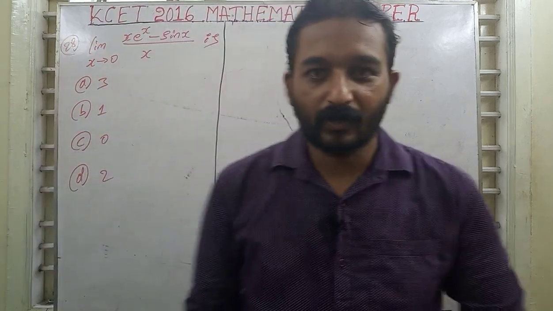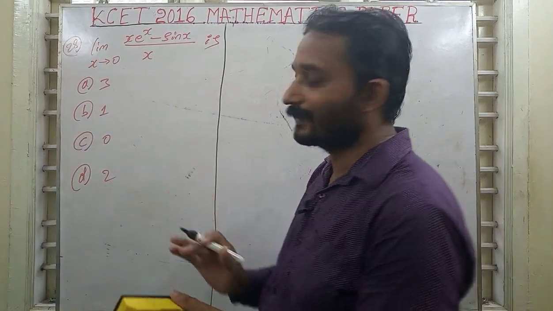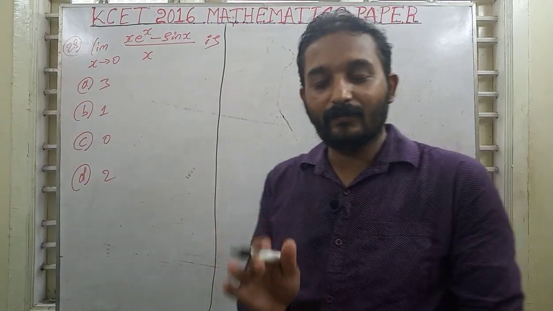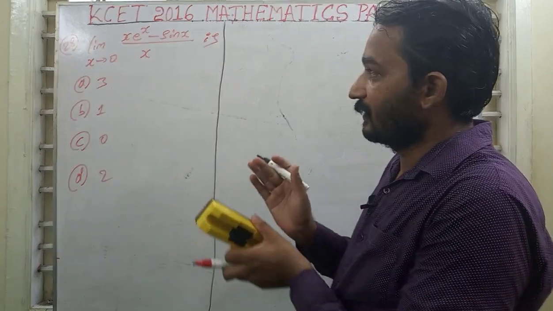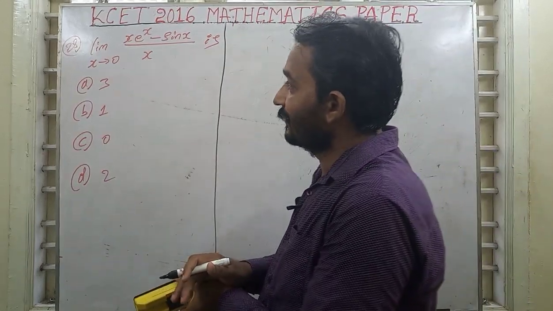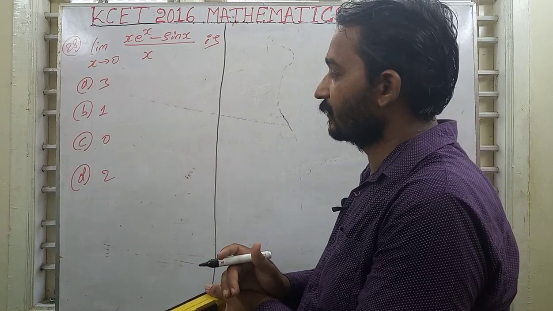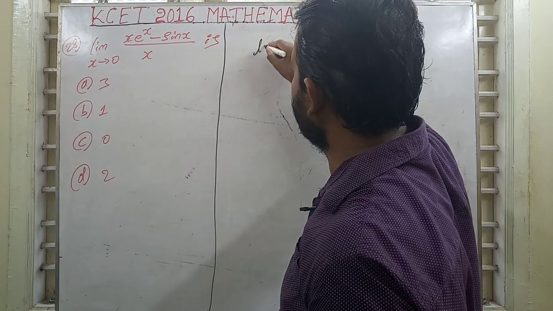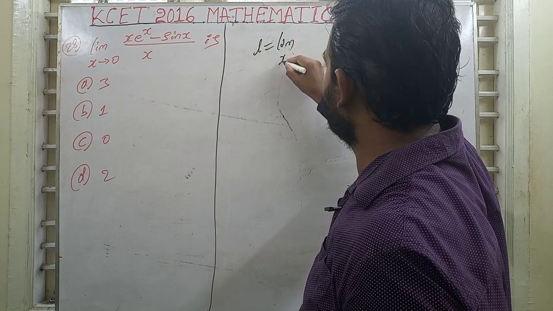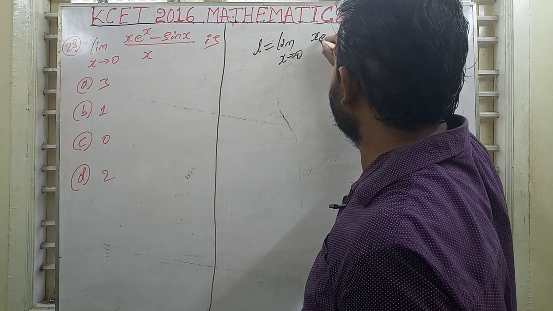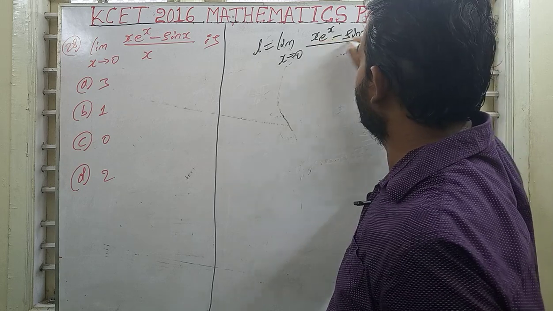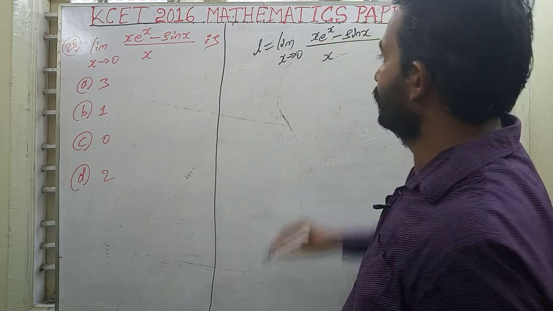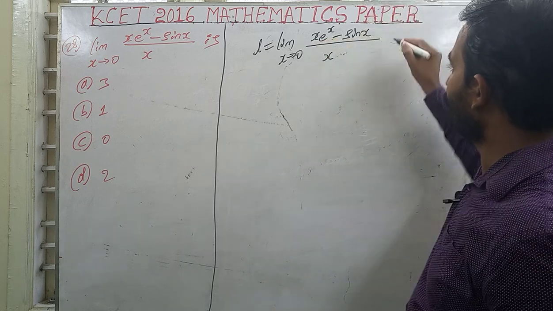So now let us move on to the next question, question number 28. This question, based on the chapter limits, belongs to first year. Let us see the question. Take it as L, we have to find out L. L is equal to limit x tends to 0 of (x e^x minus sin x) divided by x. So this is 0 by 0 form.